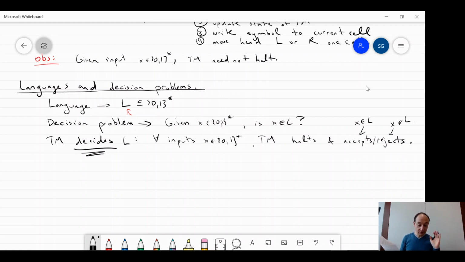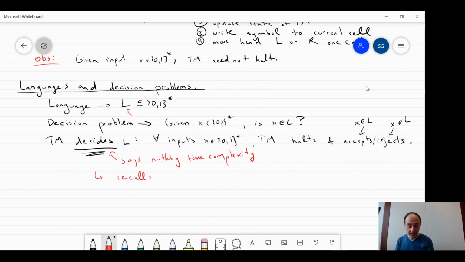Okay. And let me be 100% clear here, right? This notion of decidable says nothing about the time complexity. So it says nothing about how many steps you need to actually decide this language right now. It's just, can you do it at all? And the reason why I'm making this point is that, recall that there exist undecidable languages, right? Languages or decision problems where it's just impossible to answer this yes or no question for it in general.